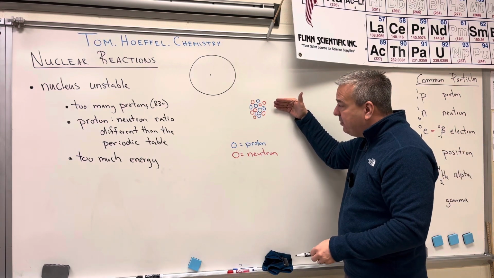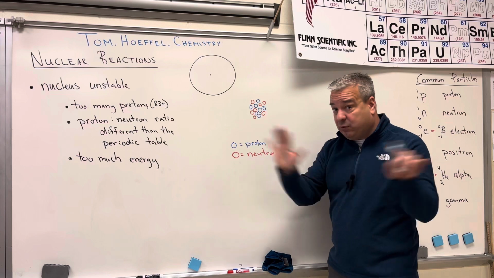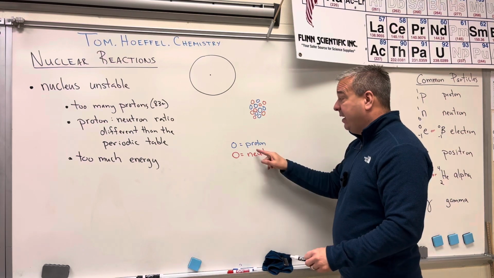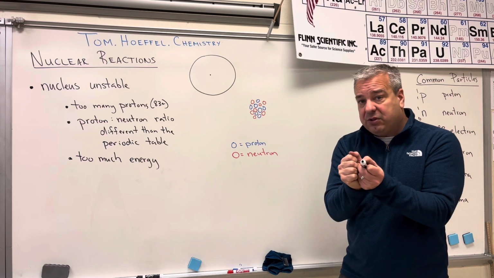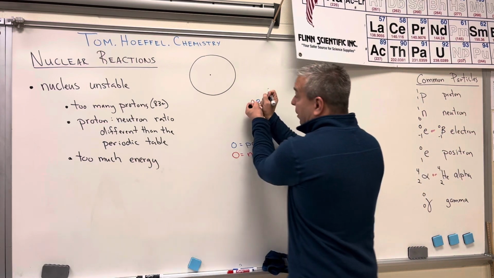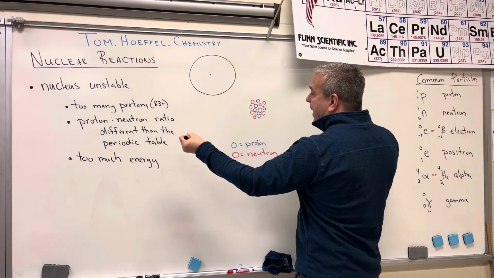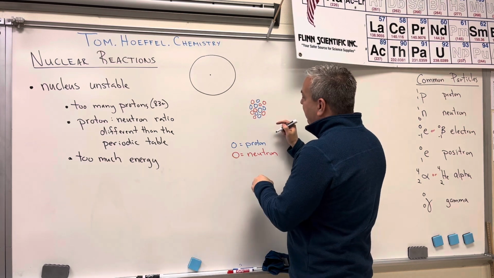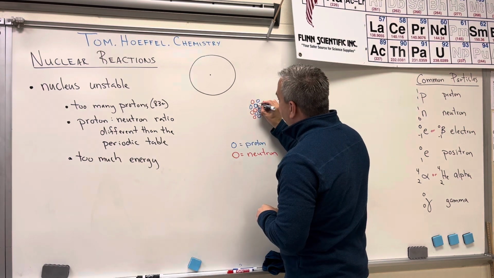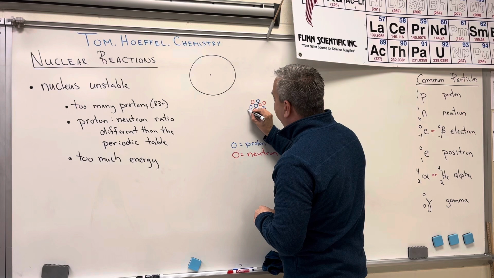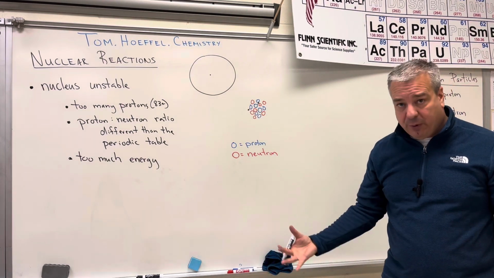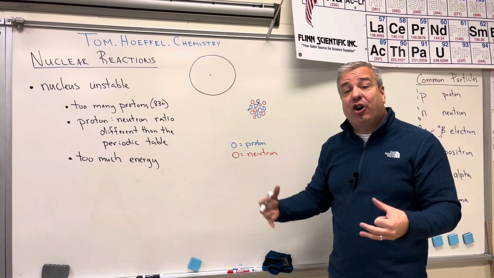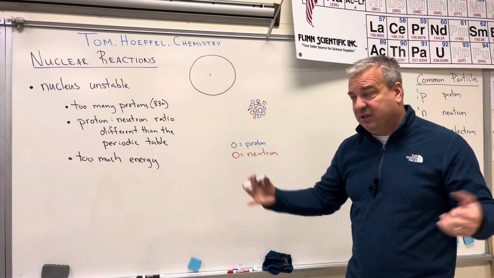Inside the nucleus, we have neutrons, which have no charge, and the only other particle is protons. How do they get close to each other, when they're really trying to get away from each other? If we look at these two here, they're trying to get away from each other because of Coulombic forces, the repelling forces of like charges.